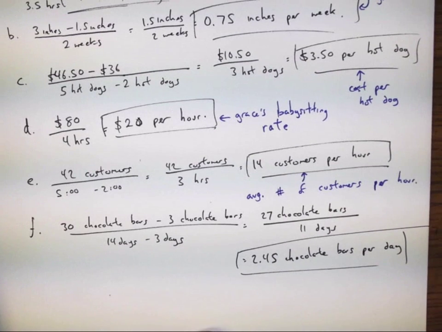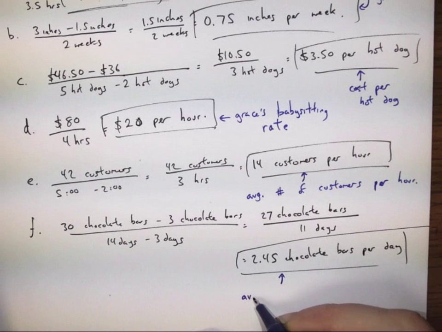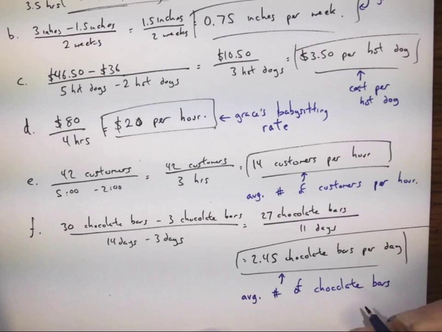And what does that represent? That represents the average number of chocolate bars eaten in a day.